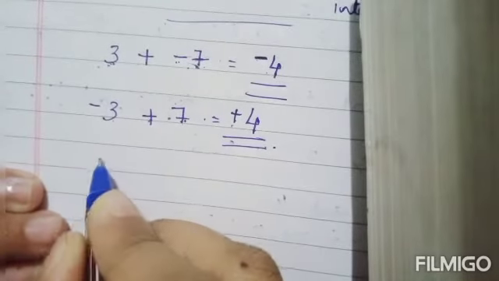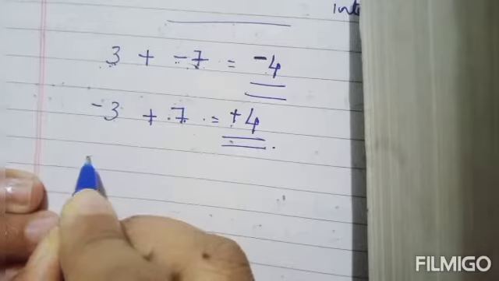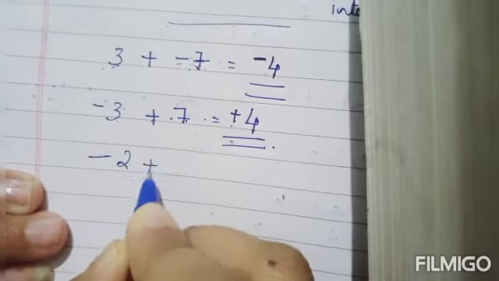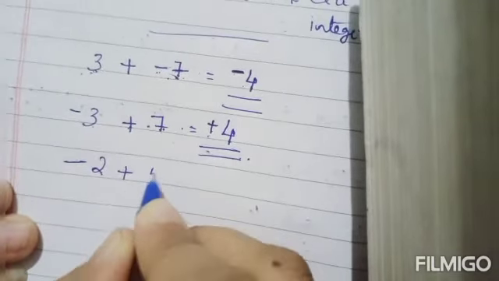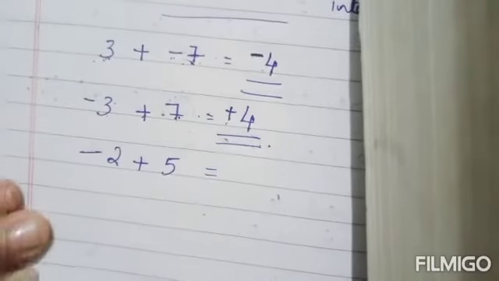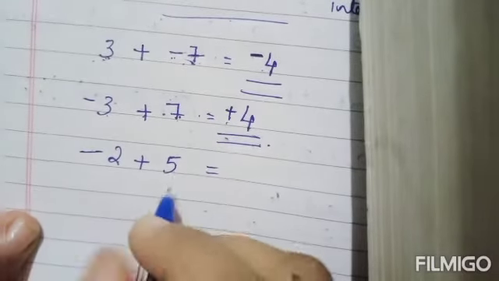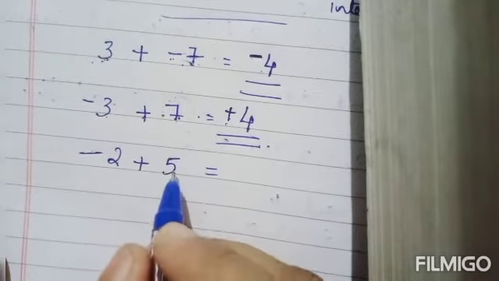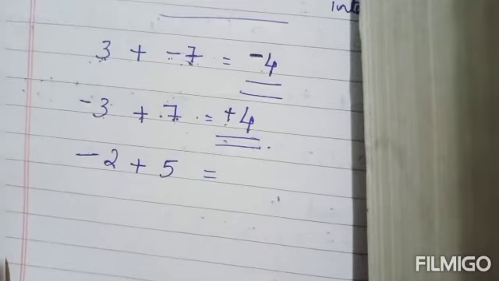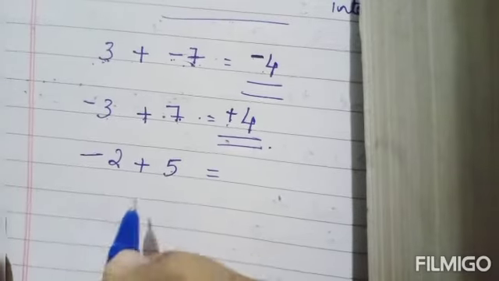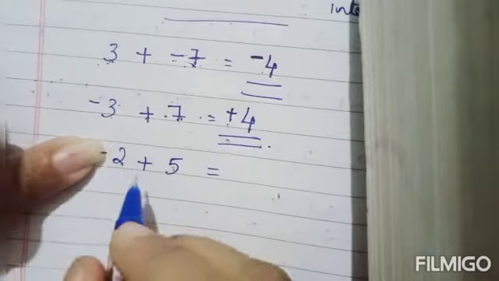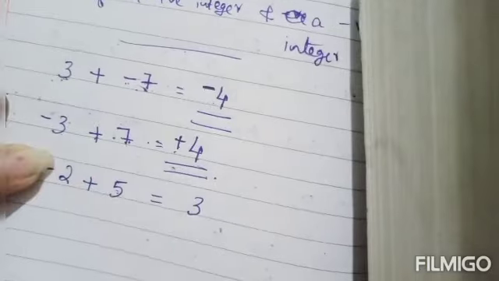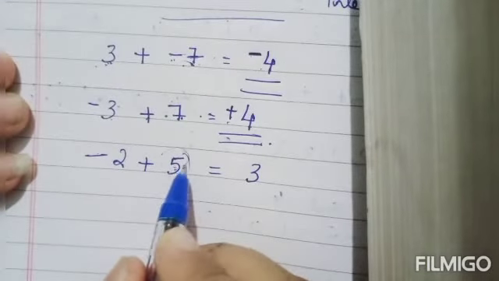Another example, let us take minus 2 plus 5. Here is the addition of a negative integer and a positive integer. So what to do? First do the subtraction of the greater integer and the smaller integer. So here 5 minus 2. What will you get? It is 3. Now here 5 is the greater integer.